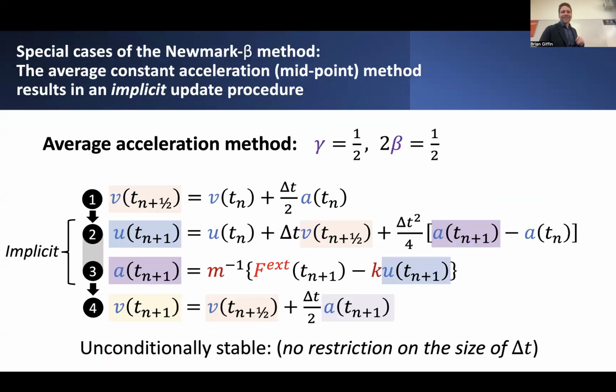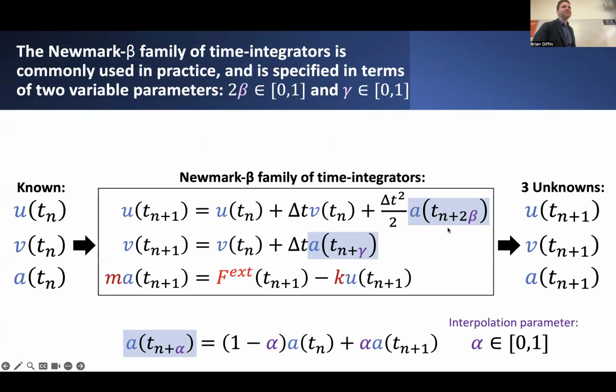And making a few modifications and rearrangements, it turns out that you can re-express this whole collection of equations into the format of a procedural algorithm. So really, this particular setting of these parameters, gamma equals 1/2 and 2 beta equals 1/2, is sometimes called the average acceleration method. Partly it derives from exactly that statement I mentioned before. If you set 2 beta equals 1/2, then you're evaluating the average acceleration and plugging it into this formula in order to update the displacements in particular.